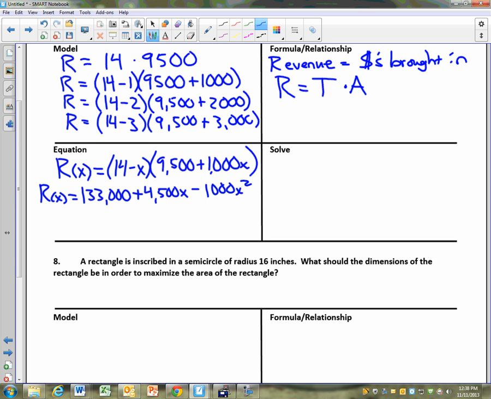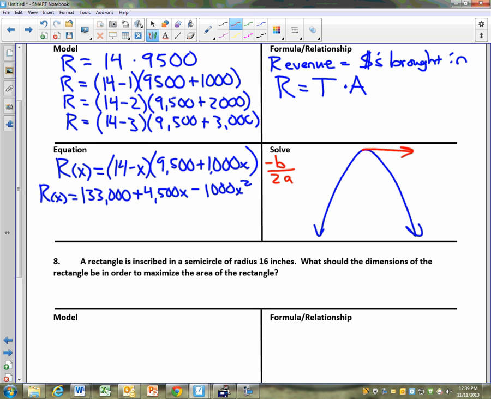So that's my function. What shape does that make? Parabola. Writes it up, upside down. Draw my upside down parabola. It has a maximum. That's what I'm looking for. We know how to find that maximum. How do you find the maximum of a parabola? What formula do you use?